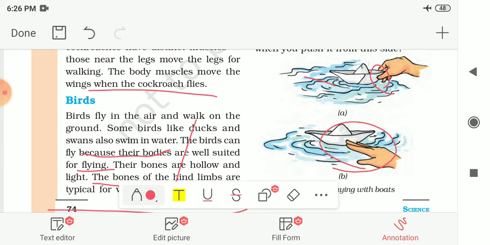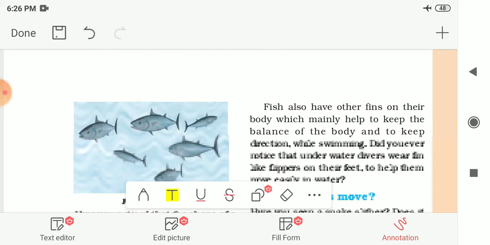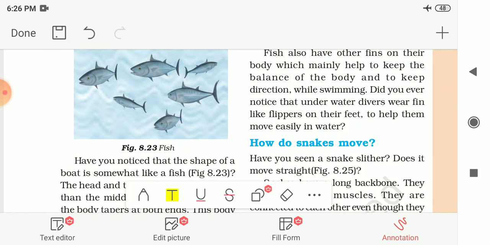After performing this activity, you will find that when the boat is pushed on the narrow end, pointing forwards, it moves easily in the water as compared to when you push it from the side. So now have you noticed that here the picture of a fish is shown to you.